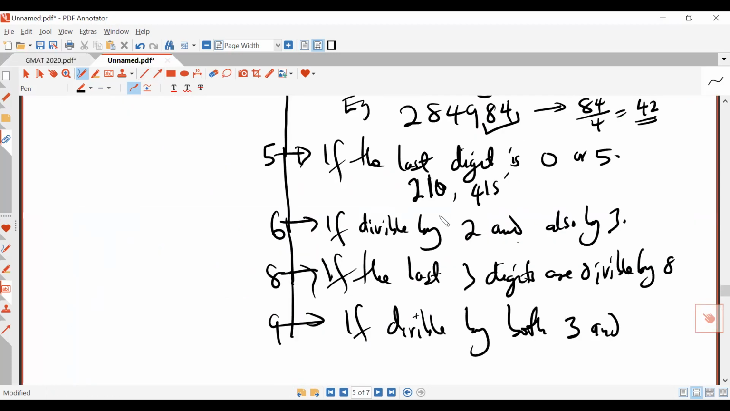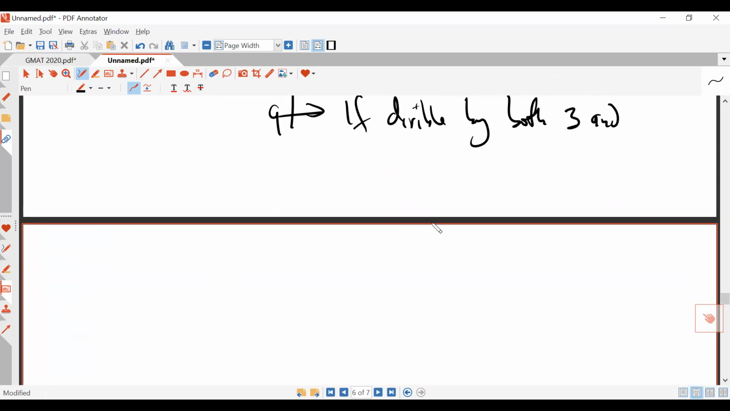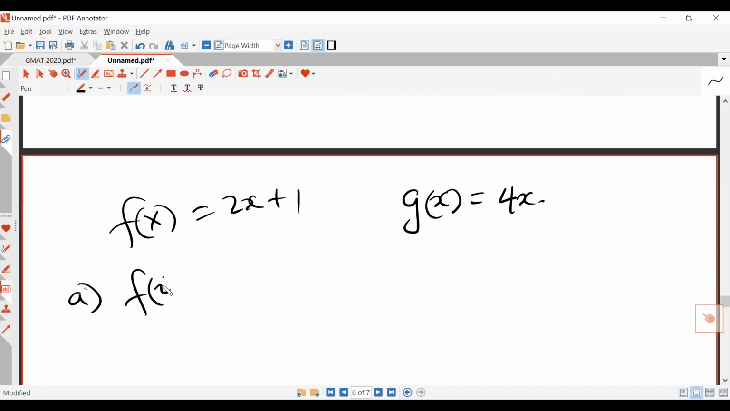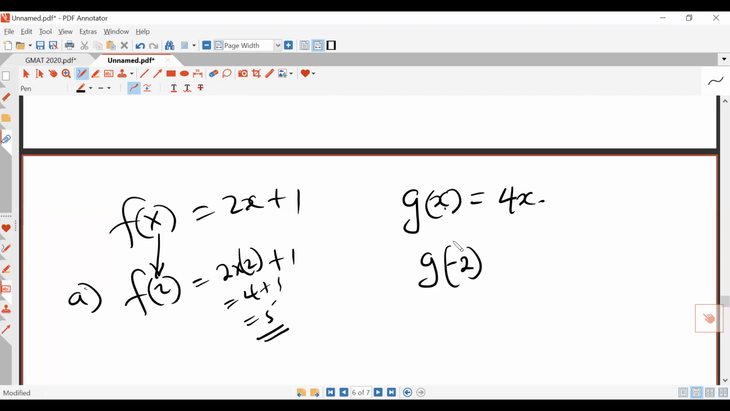For functions, we have f of x, for example, equal to 2x plus 1, and g of x equal to, let's say, 4x. If you have a question which says find f of 2, where there is x, you put there the 2. So this is 2 times 2, plus 1, which is 4 plus 1, which is 5. If we have g of negative 2, where there's x, you put negative 2. So this is 4 times negative 2, which gives us negative 8.